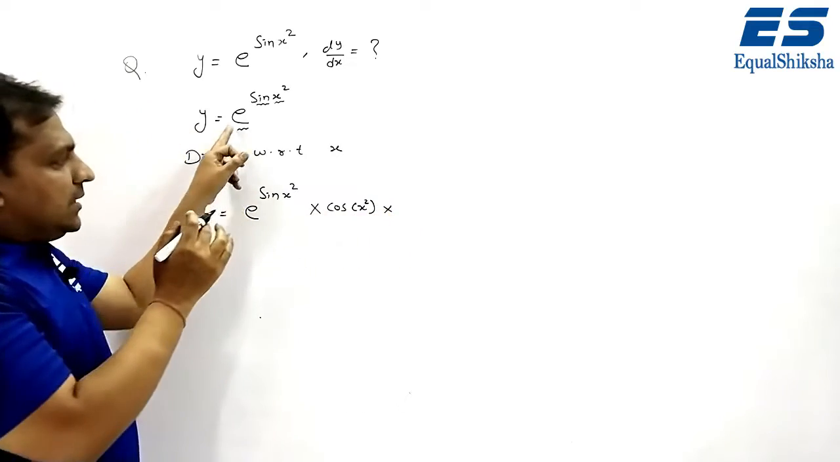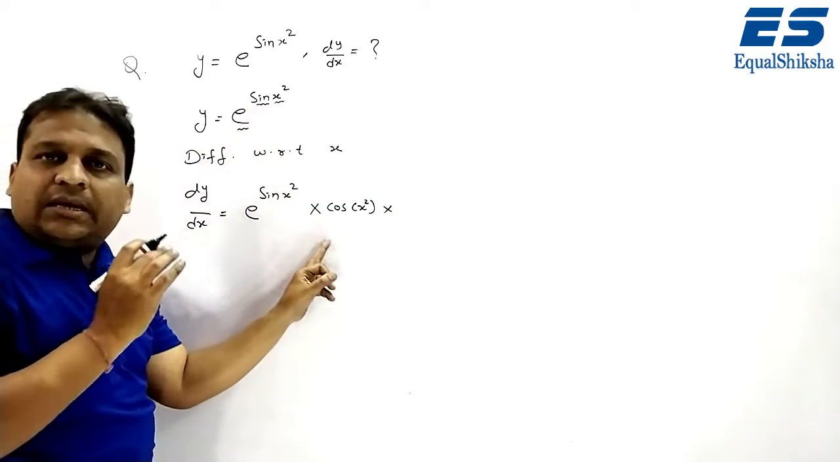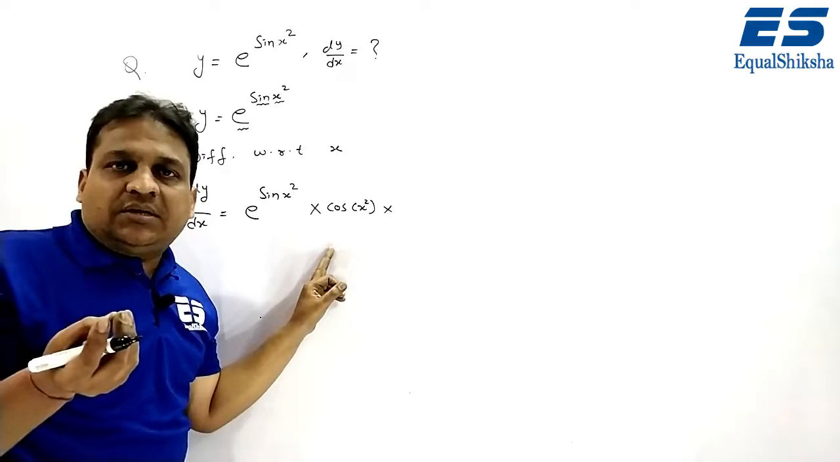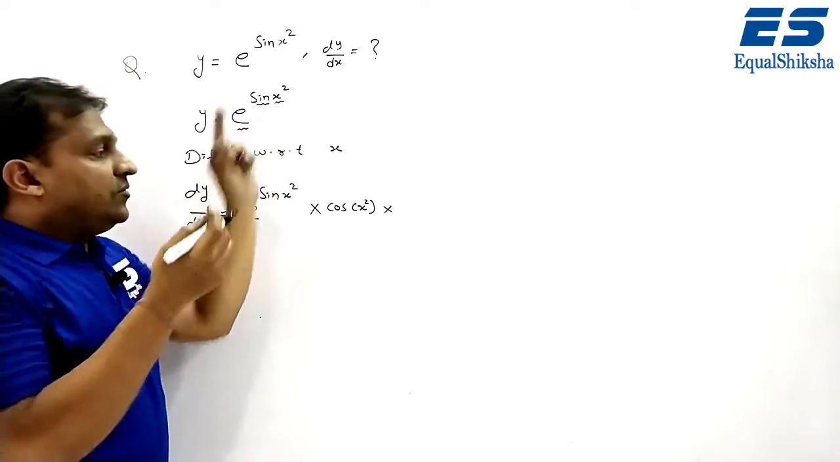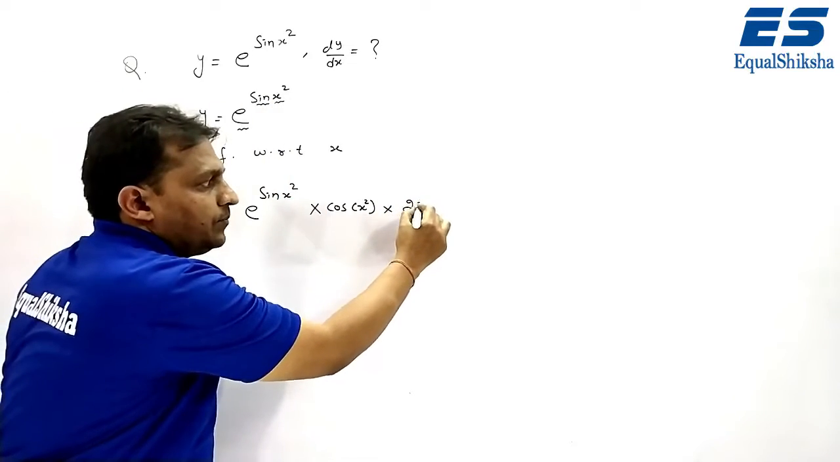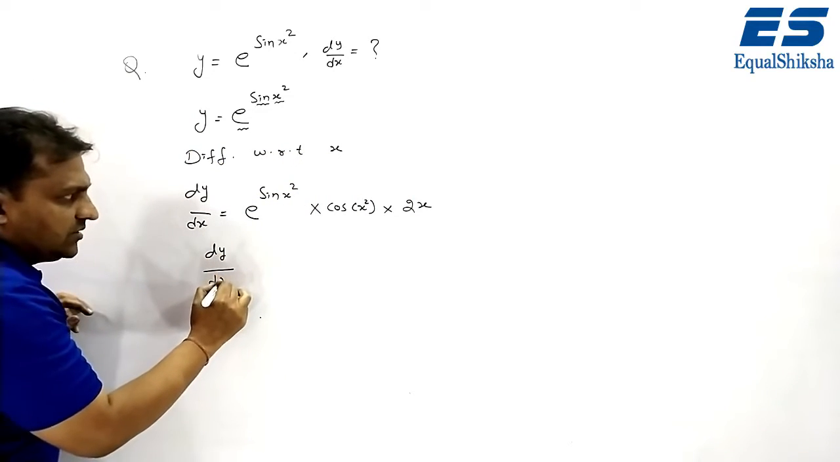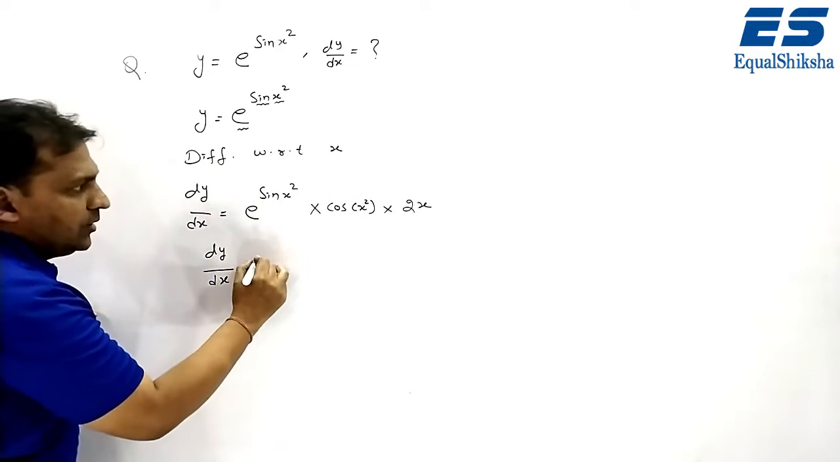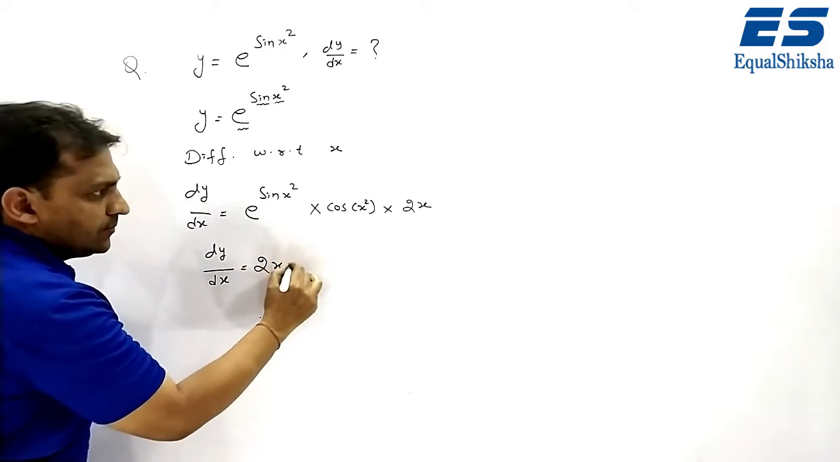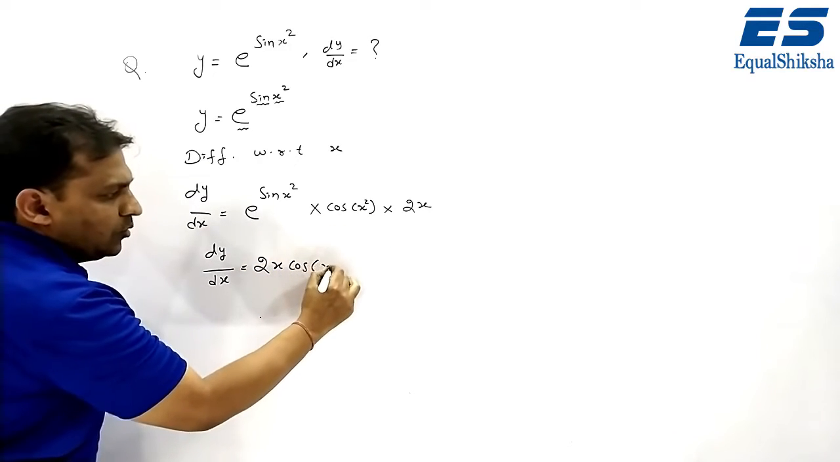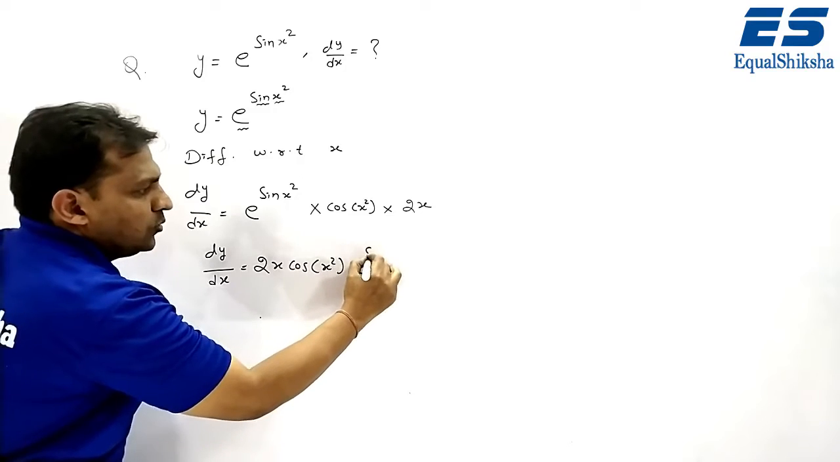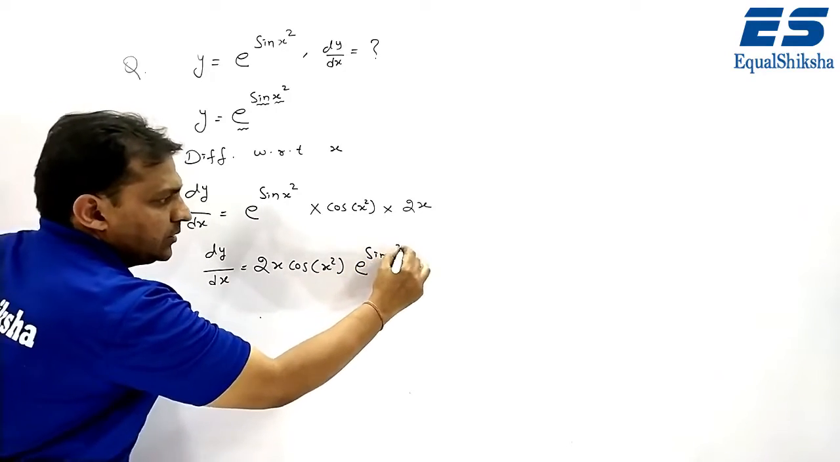Now e के लिए आपने differentiation किया, sine के लिए आपने differentiation किया. Now the last function is x square, then the differentiation of x square will be 2x. It means the final differentiation of this question will be 2x cos x square into e to the power sin x square.